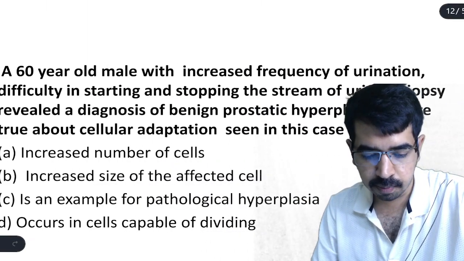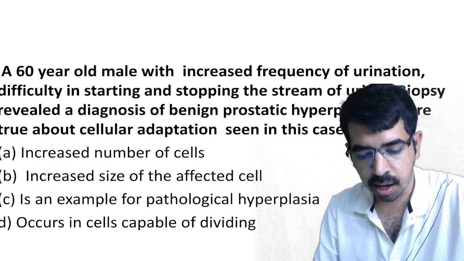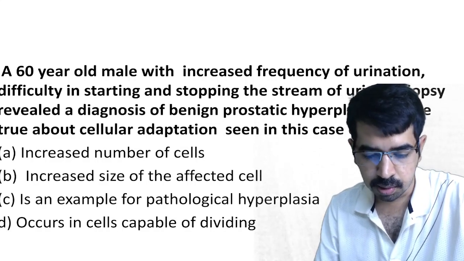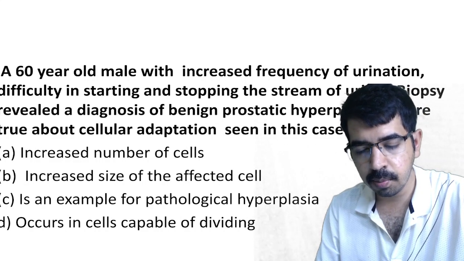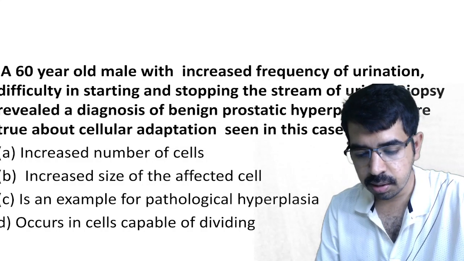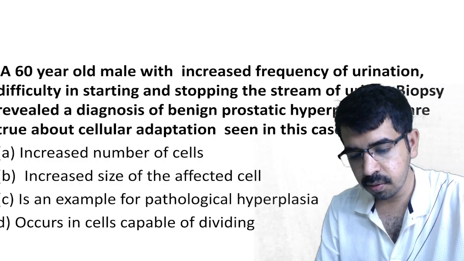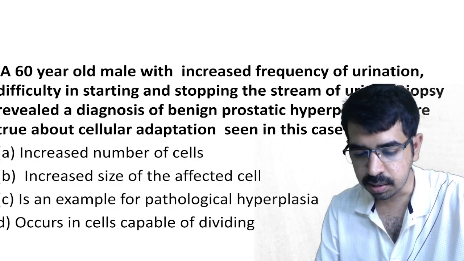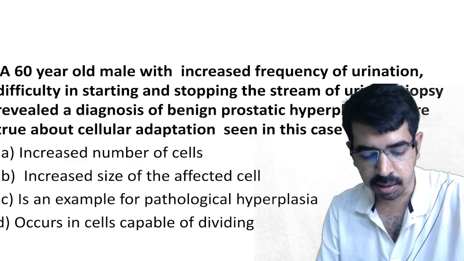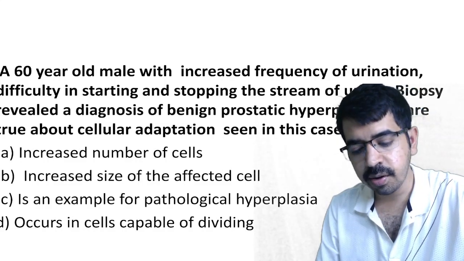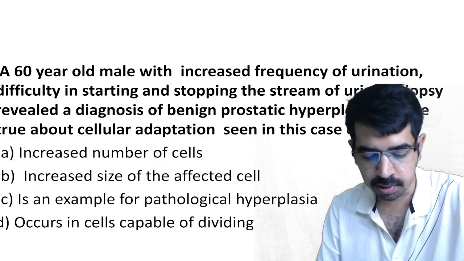A 60-year-old male with increased frequency of urination complains of difficulty in starting and stopping the stream of urine. So increased frequency of urination and difficulty in passing urine in a male above 48, we should always suspect benign prostatic hyperplasia. And if the PSA level is normal, it is more likely to be benign prostatic hyperplasia. We do a biopsy to rule out any prostatic malignancy. The biopsy revealed a diagnosis of benign prostatic hyperplasia. No malignancy is seen.